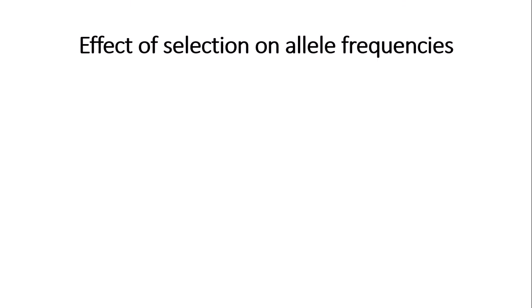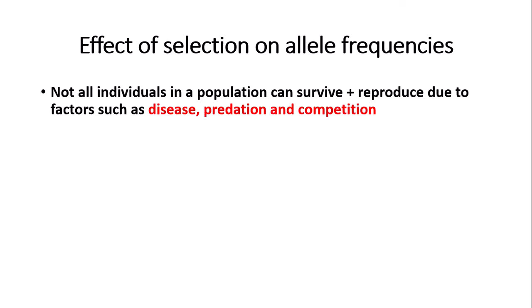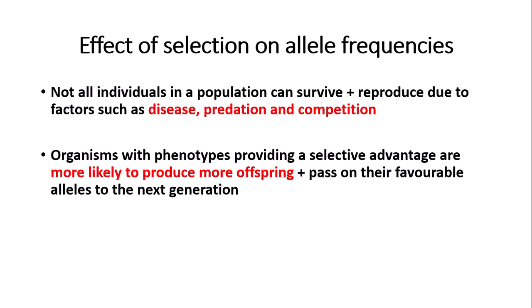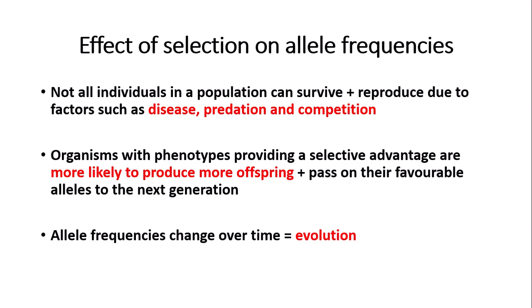So selection, or natural selection, has an effect on allele frequencies. This is because not all individuals in a population can survive and reproduce due to factors such as disease, predation, and competition, like I mentioned earlier. Organisms with phenotypes providing selective advantage, for example giraffes with a larger neck because they can reach the leaves on higher trees, which might be more nutrient dense, are more likely to produce more offspring and pass on their favourable alleles to the next generation. And obviously, with these advantaged organisms, the allele frequencies of them will increase over time. So a change in allele frequencies over time is called evolution.